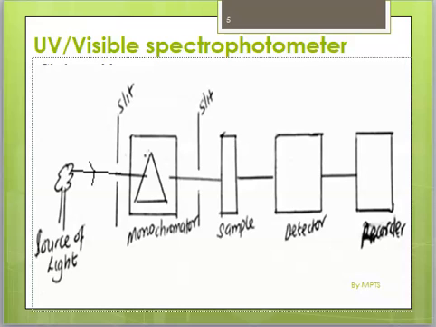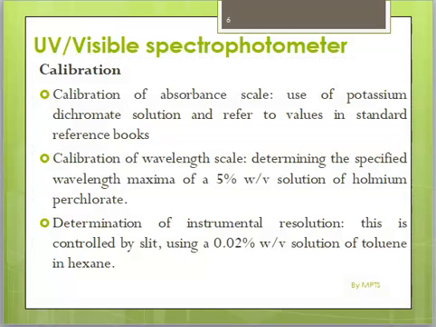Okay. Now, how do we calibrate the spectrophotometer? Of course, we can calibrate the absorbance scale by use of potassium dichromate solution. Of course, we always refer to the reference book to get the values.